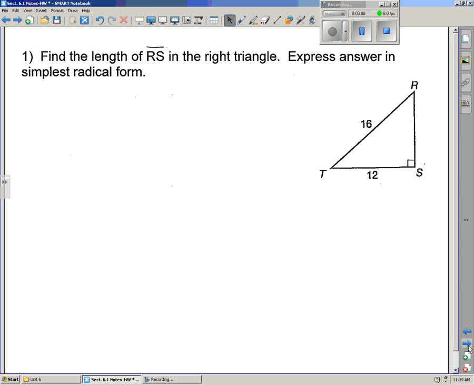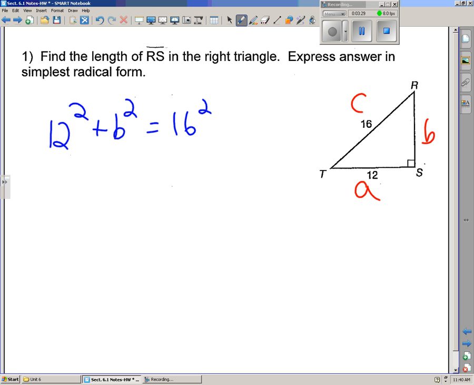So find the length of RS in the right triangle. Express your answer in simplest radical form. So if we want to find the length of RS in a right triangle and express the answer in simplest radical form, the legs always take a and b. Doesn't matter which order you do that in, but the hypotenuse is c. So what we're going to do here is say 12 squared plus b squared equals 16 squared.